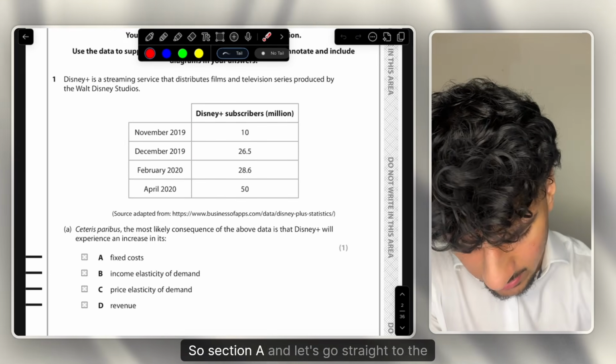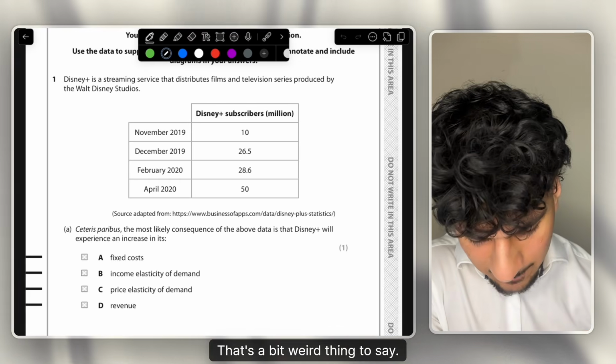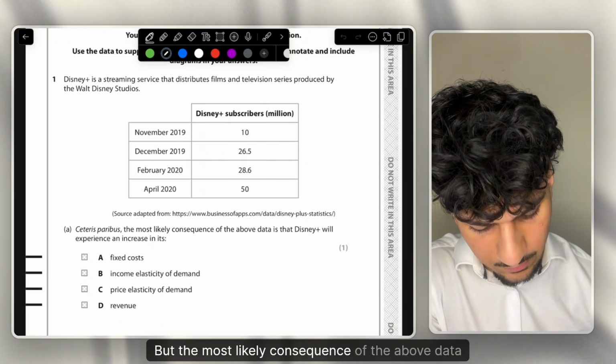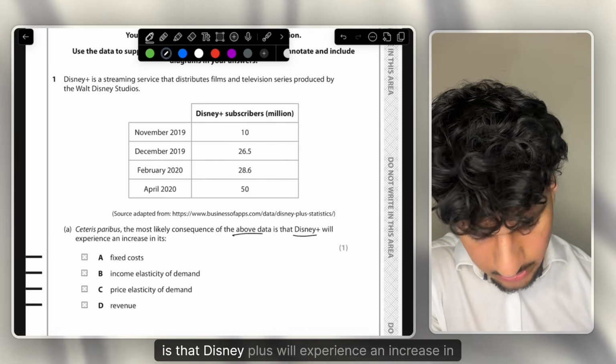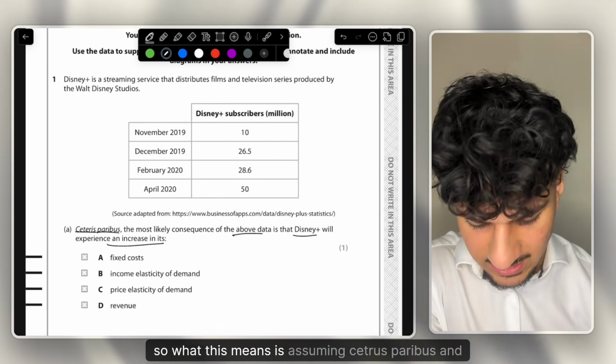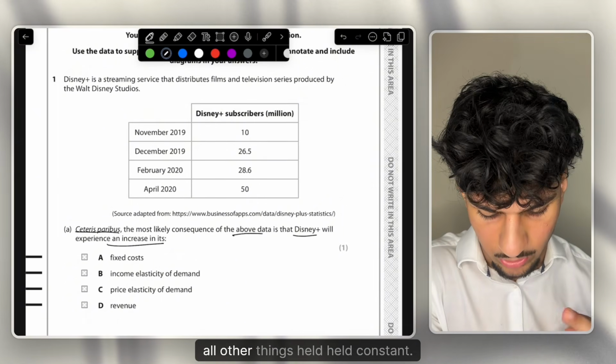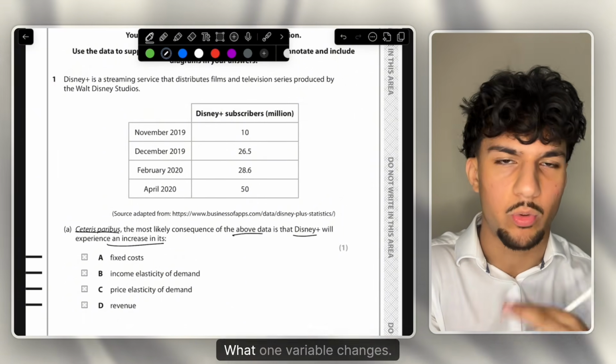So section A, and let's go straight to the question. Ceteris paribus. Okay, that's a bit of a weird thing to say, but the most likely consequence of the above data is that Disney Plus will experience an increase in its... So what this means is assuming ceteris paribus. Of course, you should know what ceteris paribus means. All other things held constant whilst one variable changes.